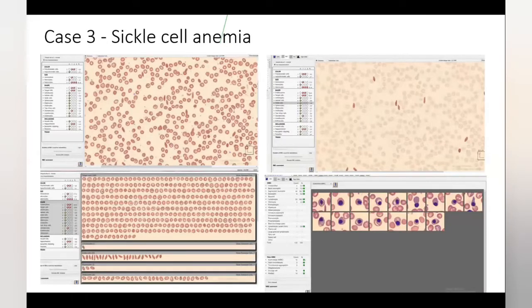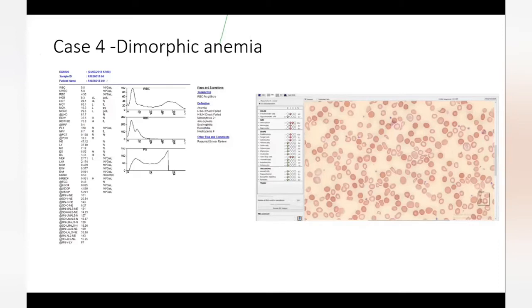And this is a case of sickle cell anemia. Sickle cells again have very strict criteria. You have to differentiate them from other erythrocytes or fragmented cells. This case had a lot of target cells as well. There are a lot of microcytes, as you can see, and some NRBCs. And this is a case of dimorphic anemia.